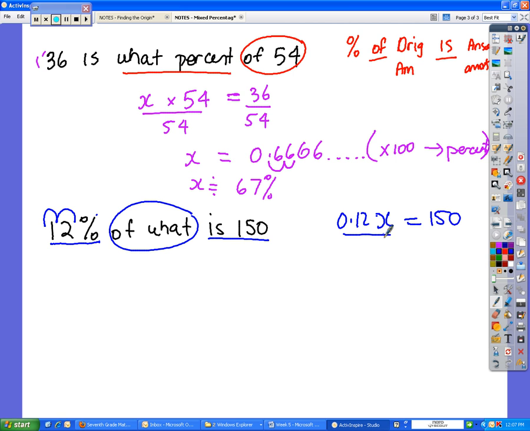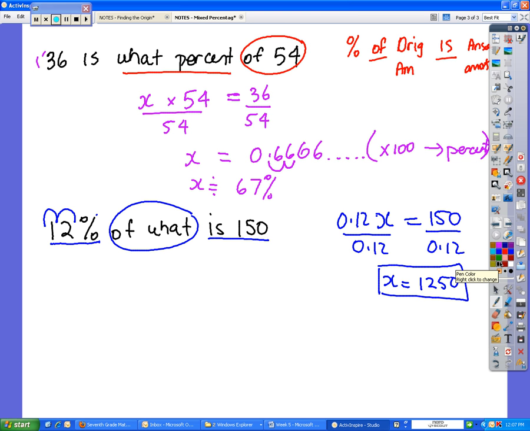Okay, nice easy equation. 0.12, divide by 0.12 both sides. And let's have a look. 150 divided by 0.12. Our amount that we're looking for is 1,250. How'd you go with that one? All right, we'll try one more.